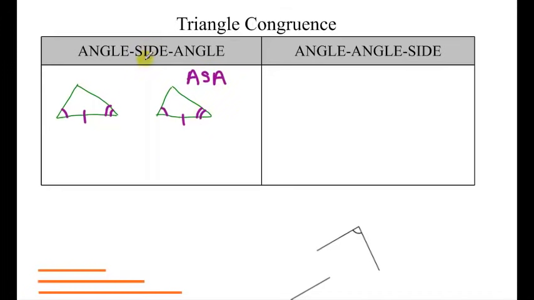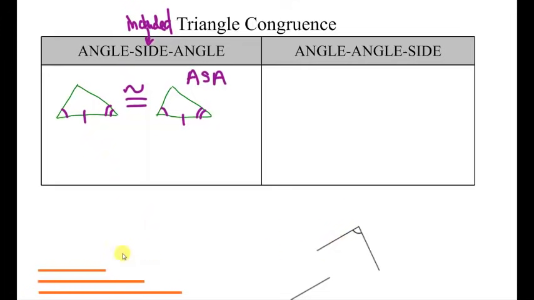And notice something again though. The side, that side right there, is included. That's the side between those angles. The included side. So this shortcut actually does work. So if we can prove the angle, side, and angle are congruent for each triangle, we've got congruent triangles. Let me show you a demo on that.